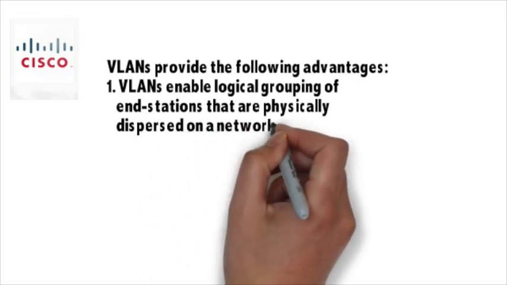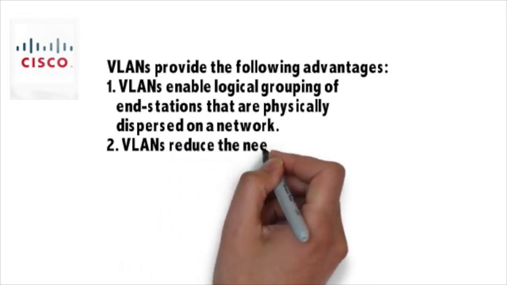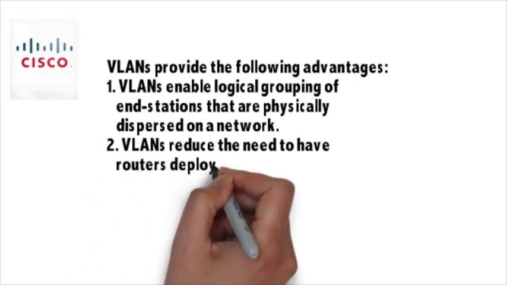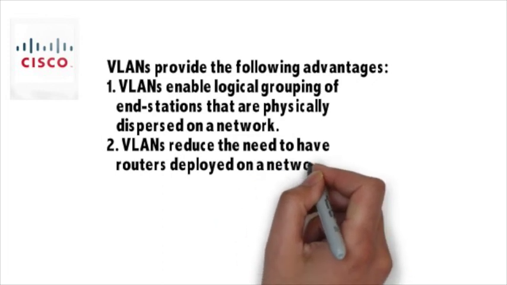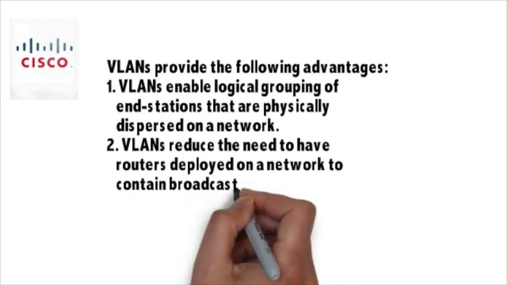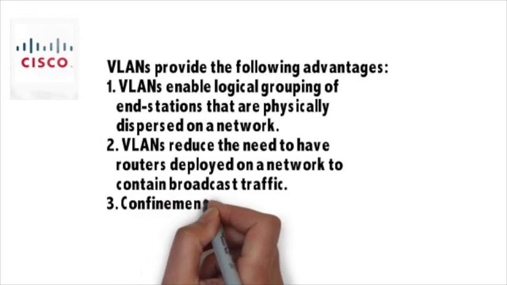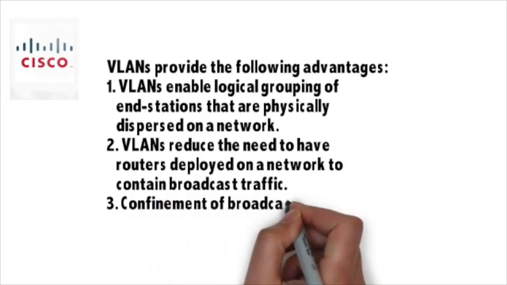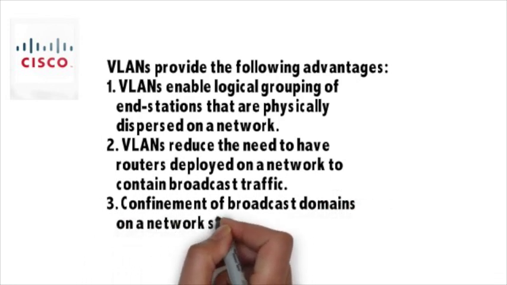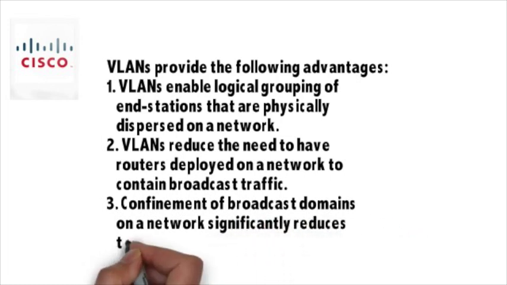VLANs reduce the need to have routers deployed on the network to contain broadcast traffic. Flooding of a packet is limited to the switch ports that belong to a VLAN. Confinement of broadcast domains on the network significantly reduces traffic. By confining the broadcast domains, end stations on the LAN are prevented from listening to or receiving broadcasts not intended for them. Moreover, if a router is not connected between the VLANs, the end stations of a VLAN cannot communicate with the end stations of the other VLANs.